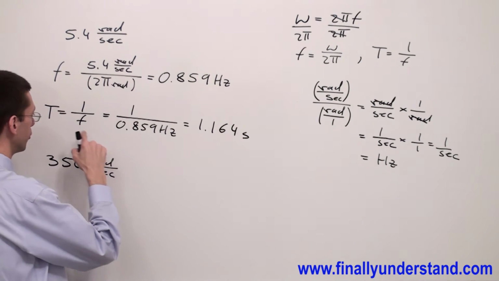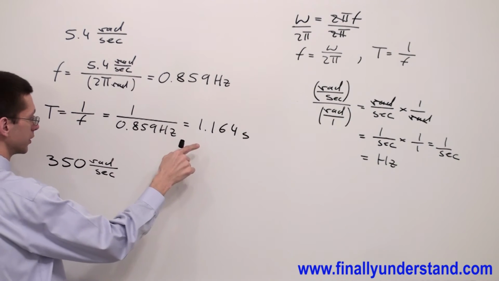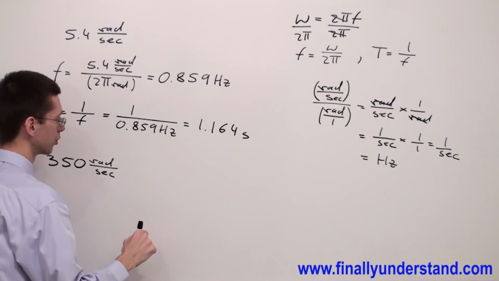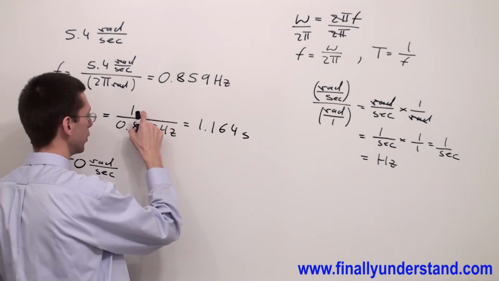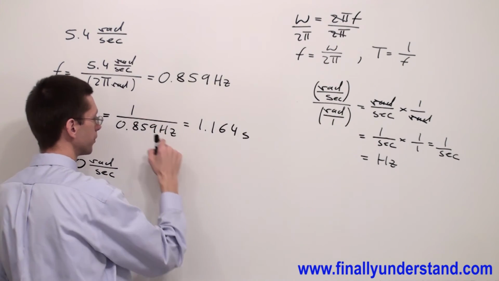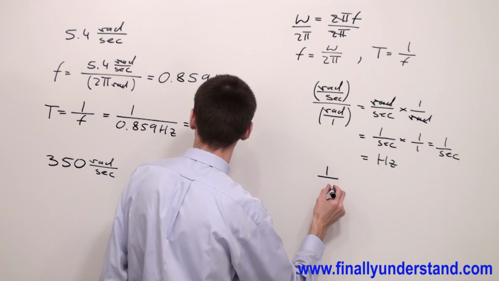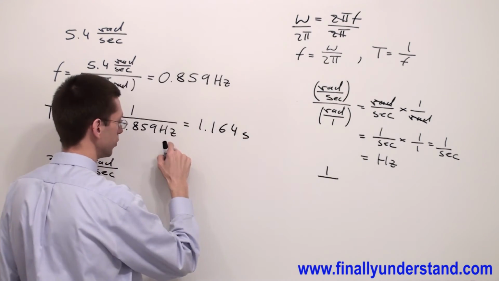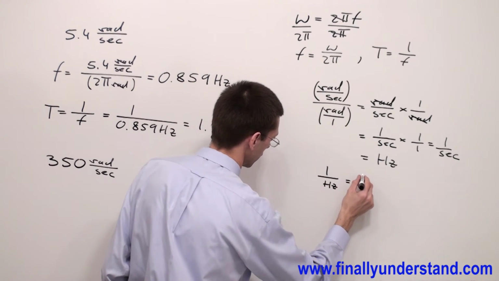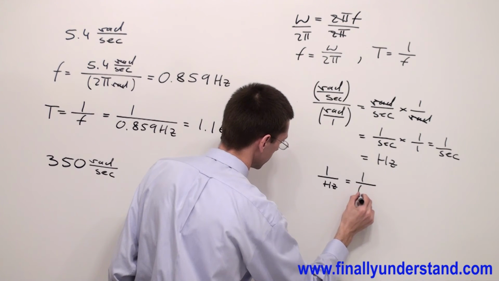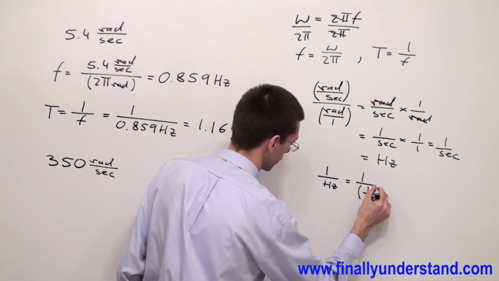Someone is going to ask, how come we get seconds? Now, please realize that we have time. Time is measured in seconds. Anytime you get seconds for time, it means your answer is correct. But how did we get seconds? Please notice that in the numerator I have 1. Anytime I have 1, I just simply write 1 over, and I have hertz in the denominator. 1 over hertz is nothing else, just 1 over second, close parenthesis.